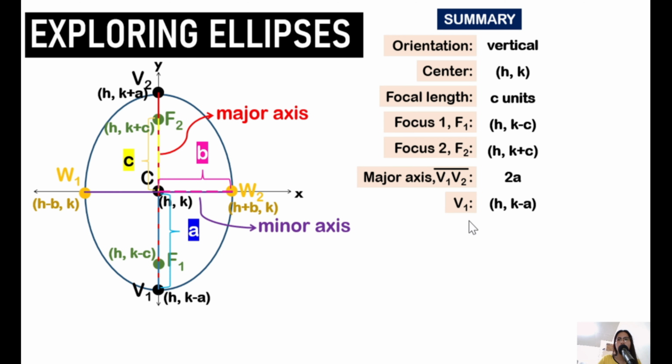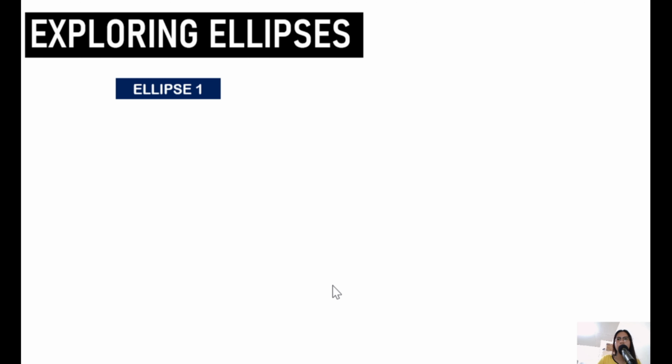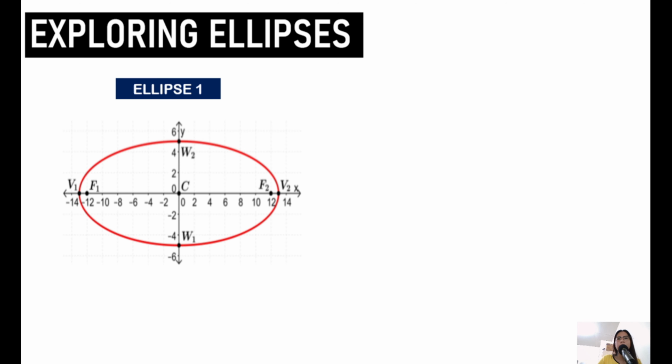Ang V1 nato, ang coordinates kay H, K minus A. Ang V2 coordinates kay H, K plus A. Ang length sa minor axis kay B units man ni diri, no? Center to W2, B units pod center to W1. So, B plus B is 2B. Ang W1 nato, ang coordinates kay naa sa H minus B, K. Ang W2 naa sa H plus B, K. Alright? So, let's have ellipse 1.